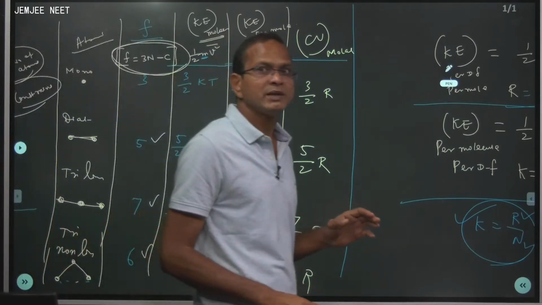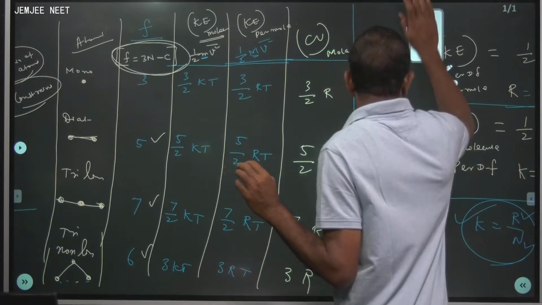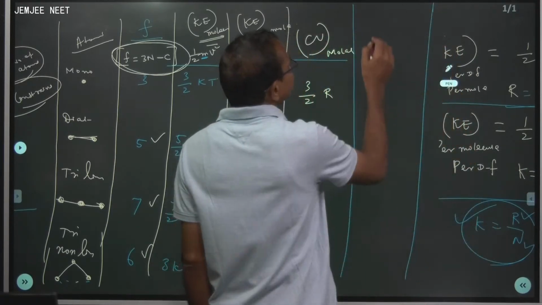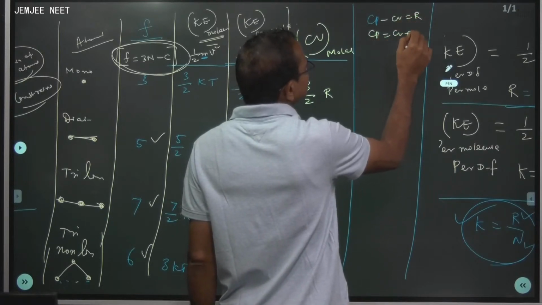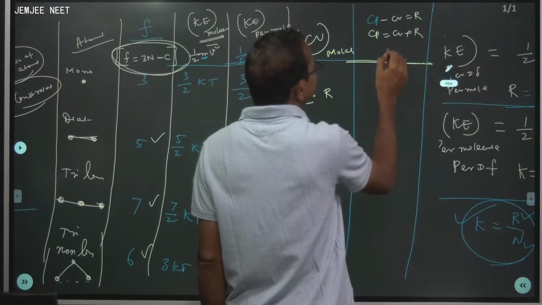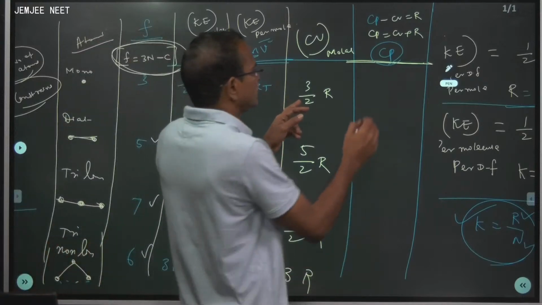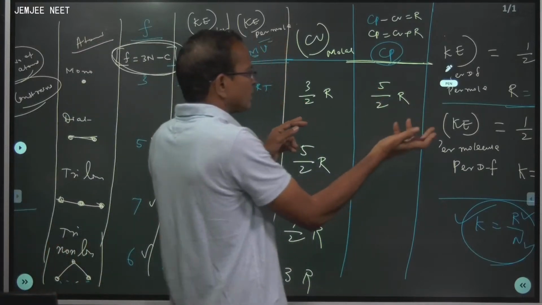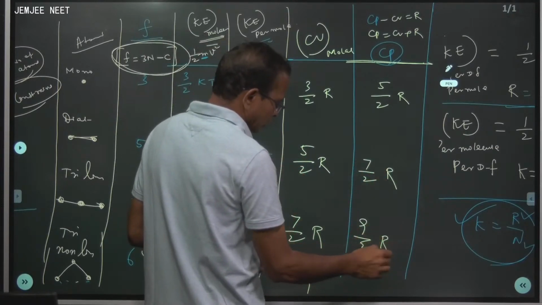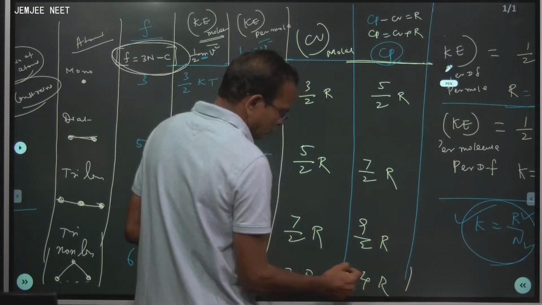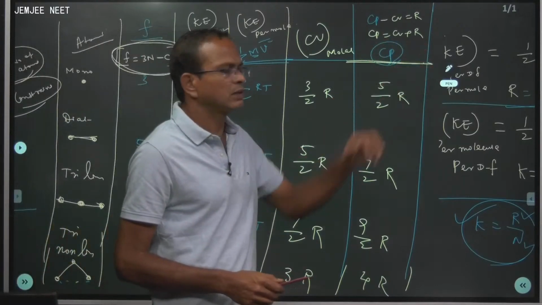Now all of you are very familiar with Meyer's relation, I hope. What is Meyer's relation? Cp minus Cv is equal to R. Therefore Cp is equal to Cv plus R. So now I want to talk about Cp. What is Cp? Cv plus R. Cv is 3 by 2 R, then plus R. This is 7 by 2 R. This is 9 by 2 R. This is 4 R, plus R, because it is Cv plus R.